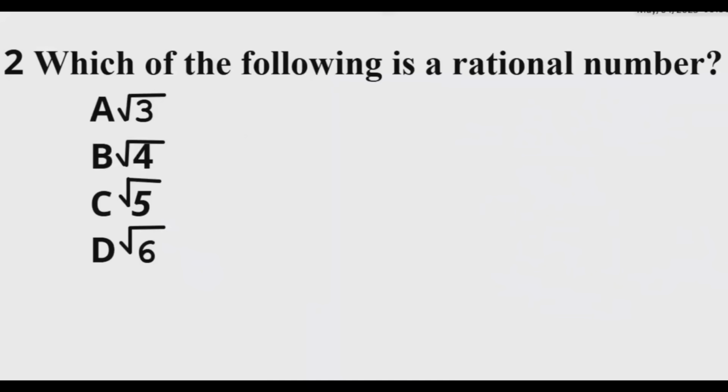Question 2 was as follows. Which of the following is a rational number? A, square root of 3. B, square root of 4. C, square root of 5. D, square root of 6. When we look at the square root of these numbers, to identify the rational number we just look for a number that has a square root which is a whole number. That's what we need to search for.